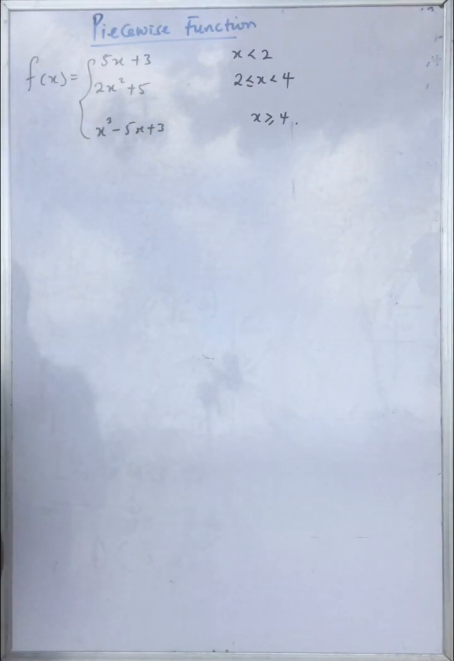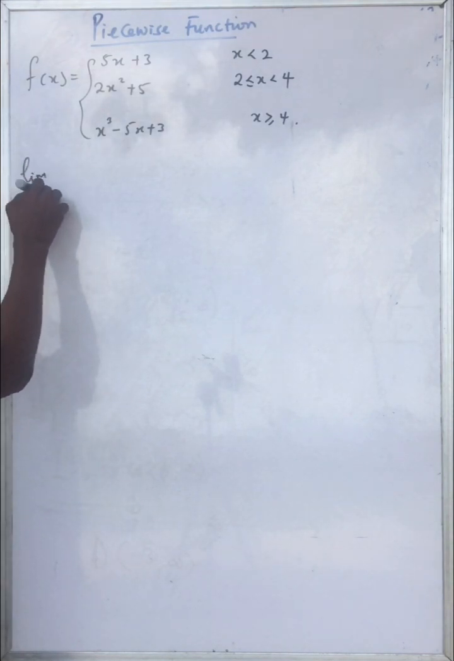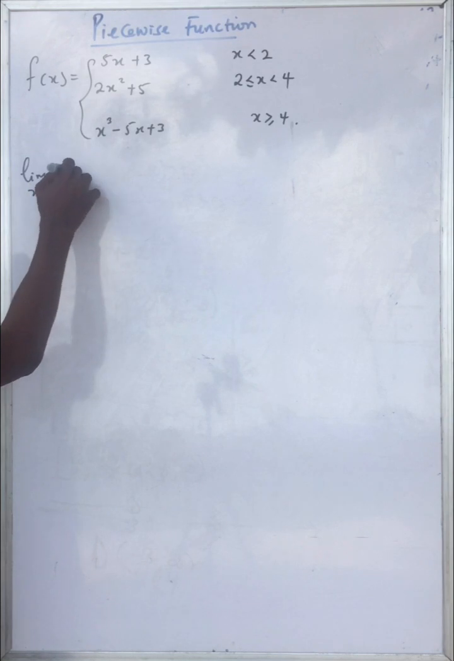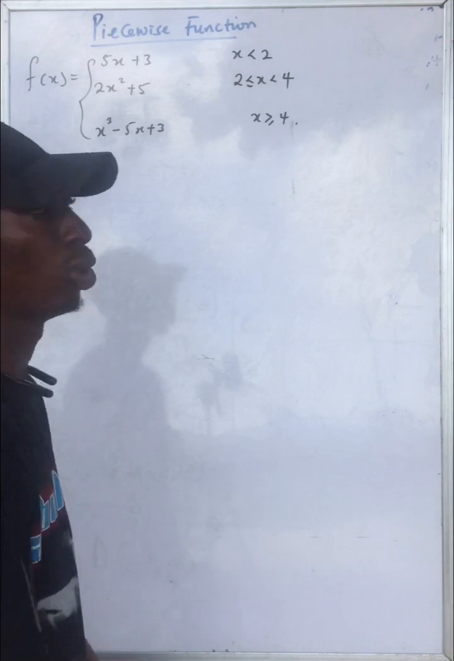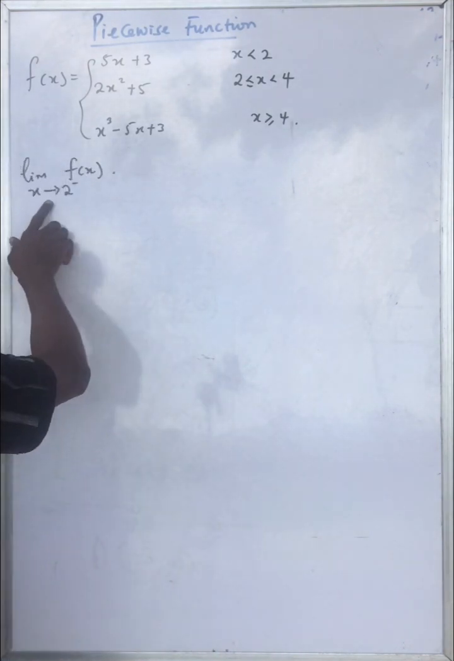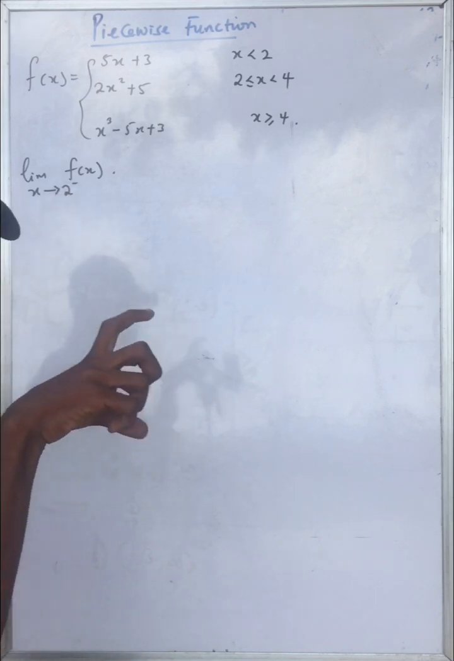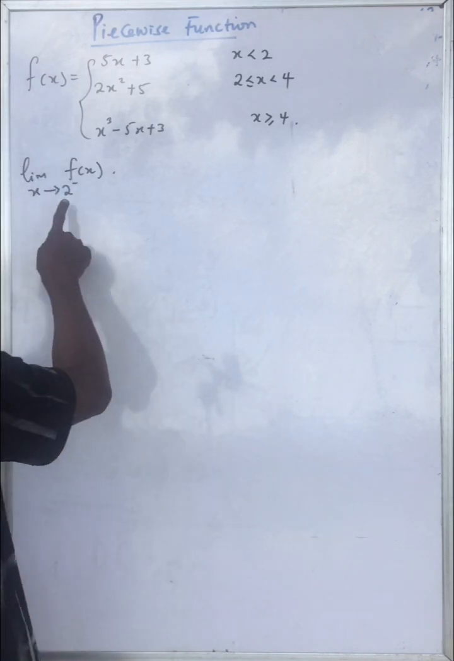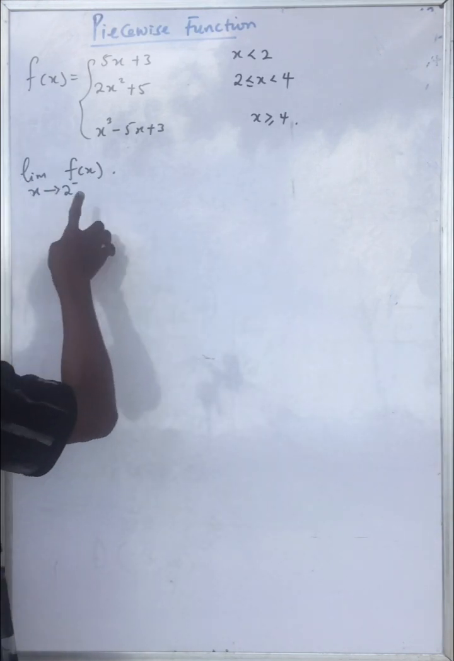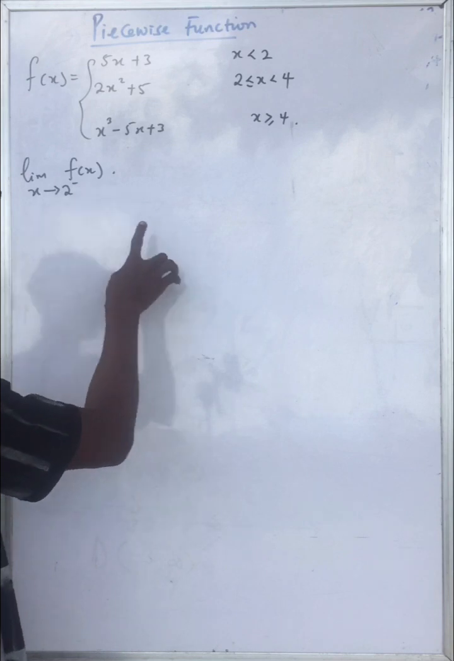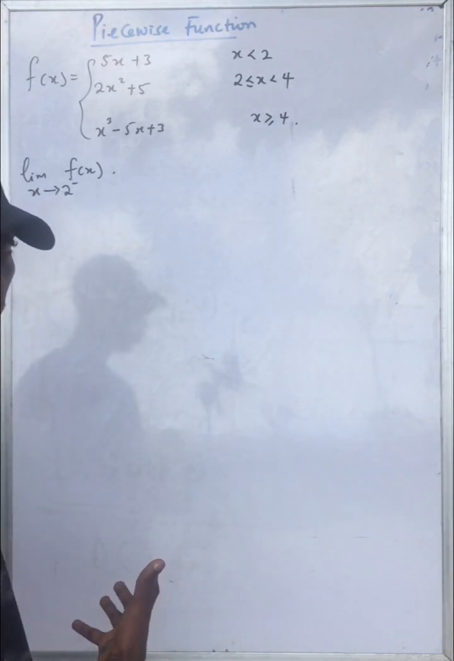Now, shall we find the limit of x approaches 2 from the left? This is read as limit as x approaches 2 from the left. You can see the negative sign. Take note of all those signs. If it was positive, it would read limit as x approaches 2 from the right. Are you with me now?